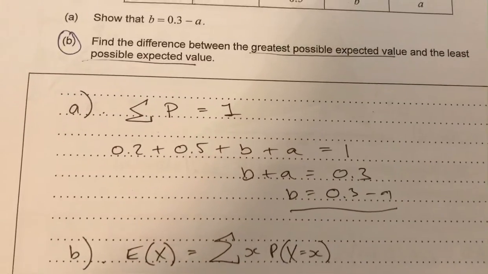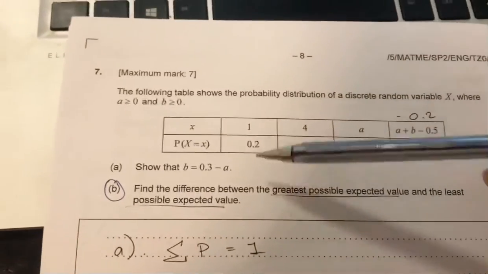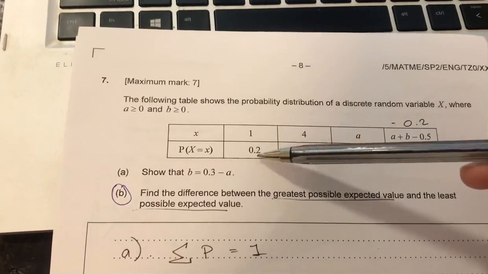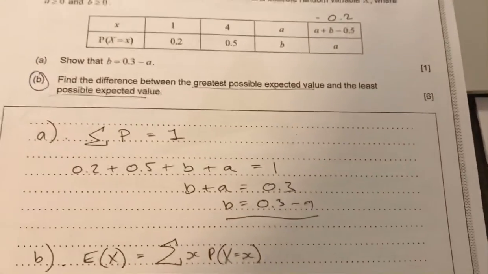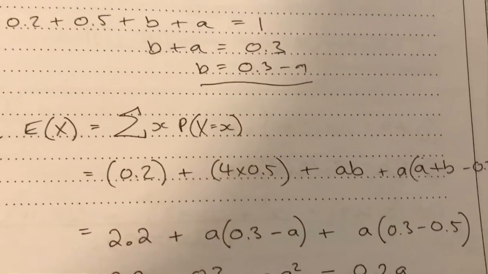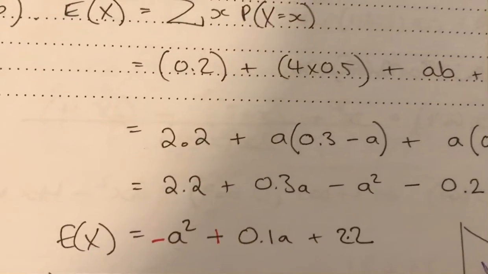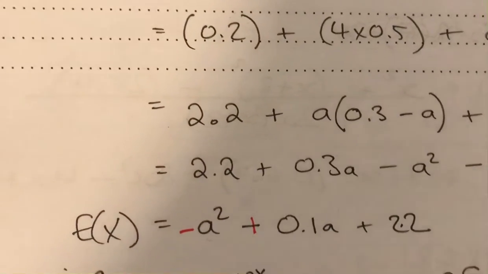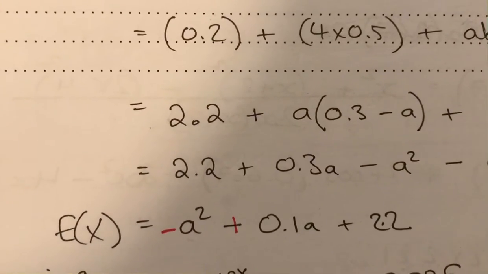So just to start off with, I start with the definition of the expectation of x. It's each of these probabilities multiplied by the value of x, added together. So we end up with this, it's just multiplying those. Simplify it all down and substitute in for b, because we've got b in terms of a from part A. And you get all the way down and you end up with the expectation of x is minus a squared plus 0.1a plus 2.2, which is a quadratic.